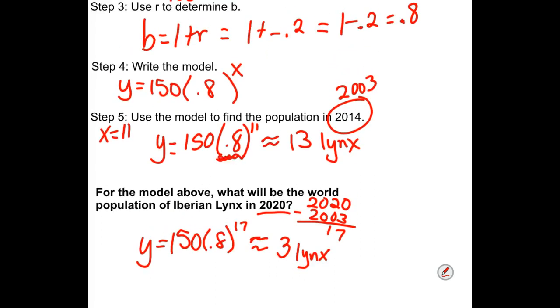I want you to look at this, the 0.8. Does it make sense that if we are losing 20% of our population, the negative 0.2 means it was going down 20%, does it make sense that we're keeping the other 80%? Okay, so when you think about setting up your formulas, this is what stays, not what's going away. We're getting to keep 80% every year.